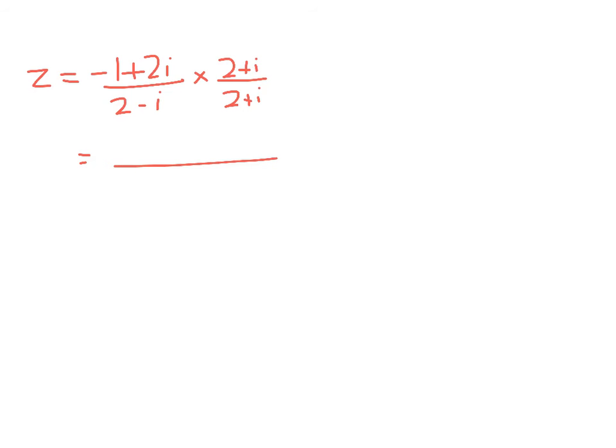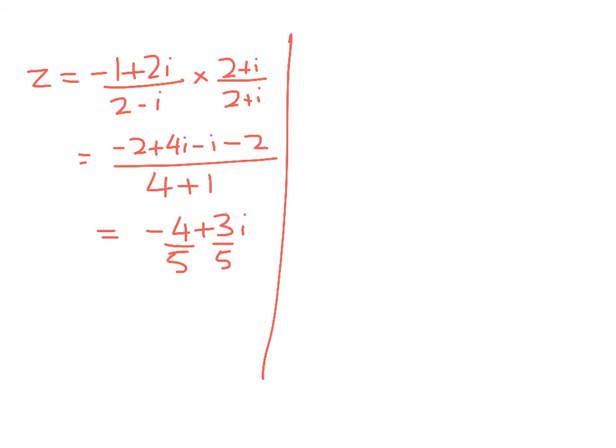Right, z equals negative 1 plus 2i over 2 minus i times, numerator and denominator, 2 plus i. What have we got here? Well, the denominator will give me 4 plus 1 and the numerator gives me negative 2 plus 4i minus i plus 2i squared, so minus 2, leaving me with negative 4 plus 3i over 5, so negative 4/5 plus 3/5 i. That's that one done.